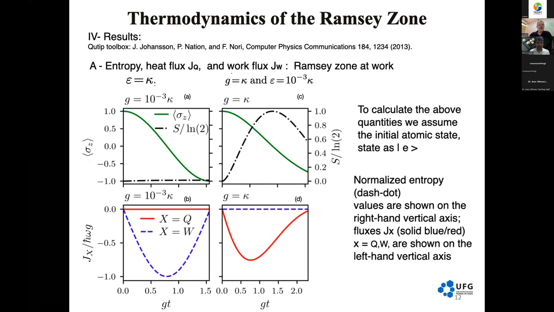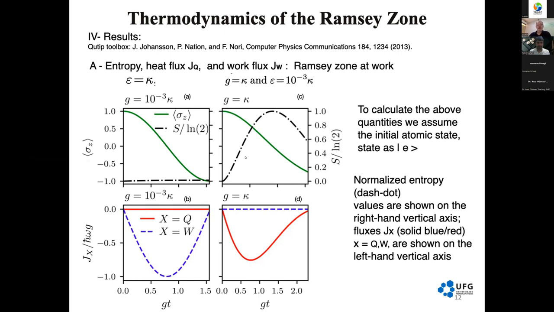There is no heat exchanged between the atom and the engine. Only the heat is zero during the whole time. Only work is being produced, or only energy in the form of work is being exchanged with the atom. So when the Ramsey zone works properly, the heat is zero. The entropy being zero means that the state of the atom is pure.